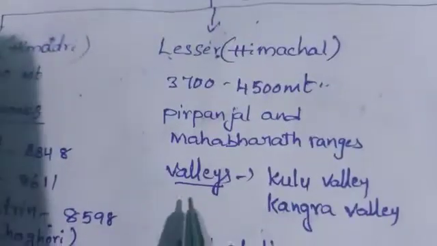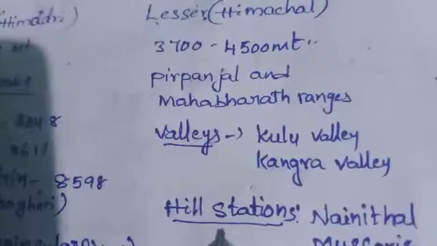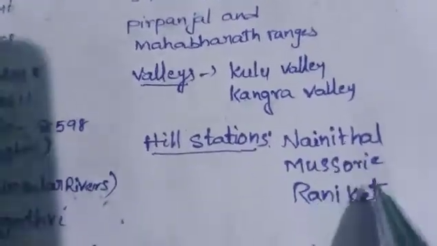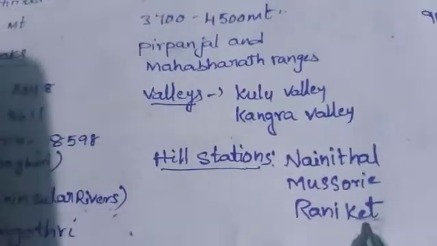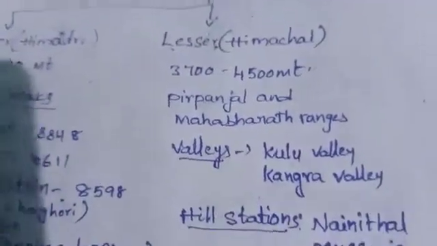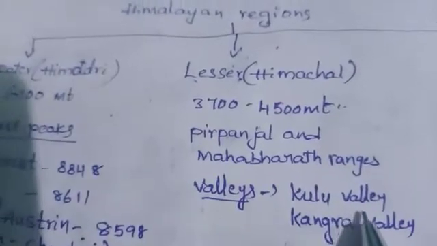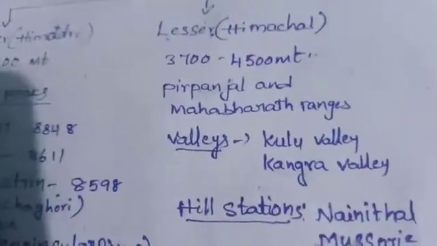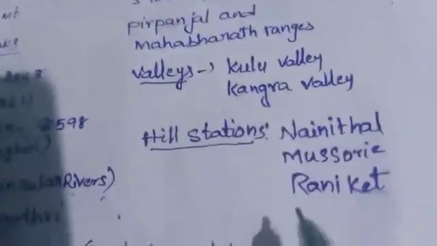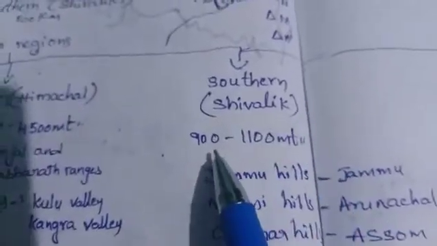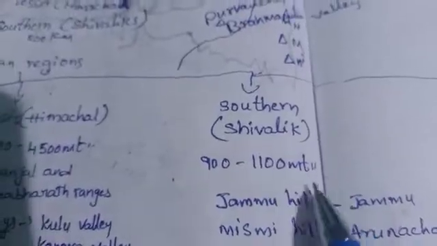And wherever we find valleys, most of the areas are also covered with hill stations. Example, Nainital, Mussoorie and Ranikhet. So valleys and hill stations we find in the Lesser Himalayas. Once again remember, valleys: Kulu Valley, Kangra Valley; hill stations: Nainital, Mussoorie and Ranikhet. Next one, Southern Himalayas or Shivaliks. The height of the Shivaliks is 900 to 1,100 meters.